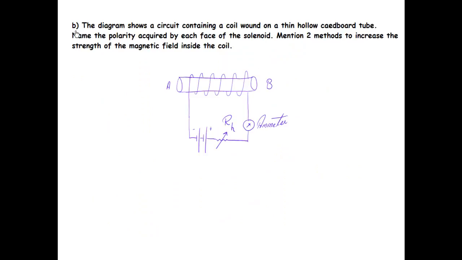Now question 10 part B. The diagram shows a circuit containing a coil wound on a thin hollow cardboard. So there's a cardboard out here and a coil is wound around it. Name the polarity acquired by each face of the solenoid. Mention two methods to increase the strength of the magnetic field inside the coil.